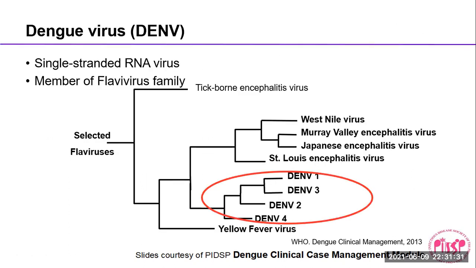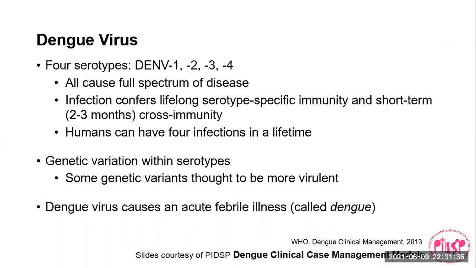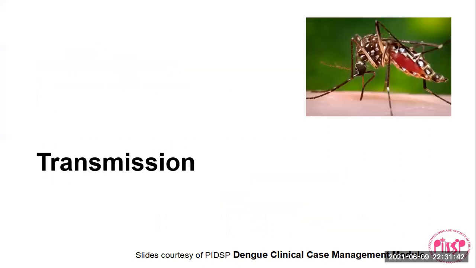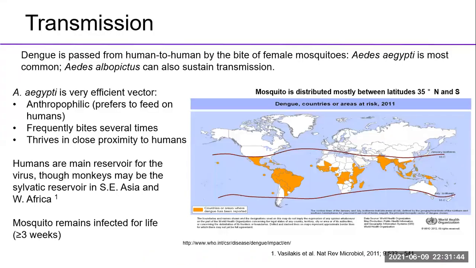So the etiologic agent is the dengue virus. It has four serotypes, dengue 1, 2, 3, and 4, and all can cause the full spectrum of the disease. And humans can have four infections in a lifetime. Transmission primarily is via Aedes aegypti and can also be via Aedes albopictus.